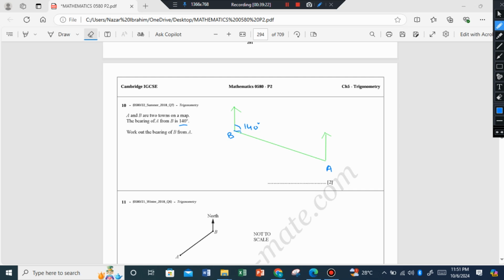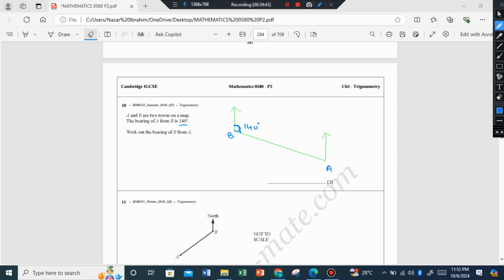Now we have some sort of understanding regarding bearings. That is, the bearing is the direction measured from north. The question was the bearing of A from B, so it will start from B, from the north of B. I started my angle and completed it till A. Now the question says work out the bearing of B from A.